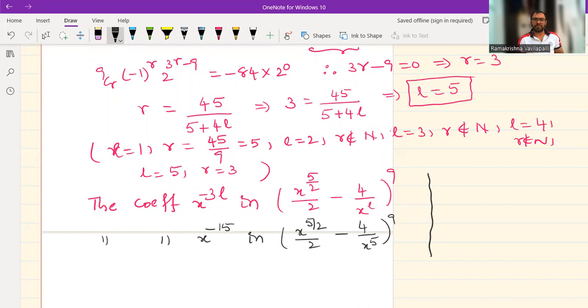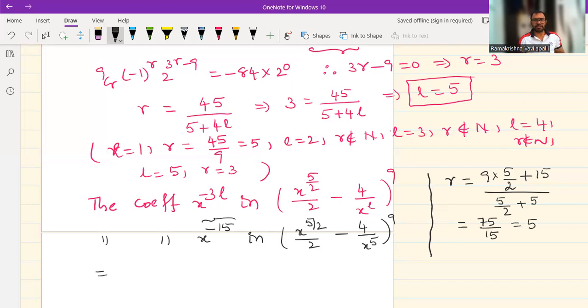For this, we need to find the value of r again. r equals (nP - k)/(P + Q), where n is 9, P is 5/2, and k is minus 15, so minus of minus is plus 15, divided by 5/2 plus 5. So this is equal to, the 5 will be cancelled, 45 plus 30, that is 75, divided by 15. So r value is 5.